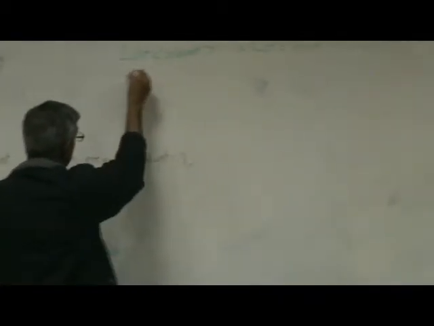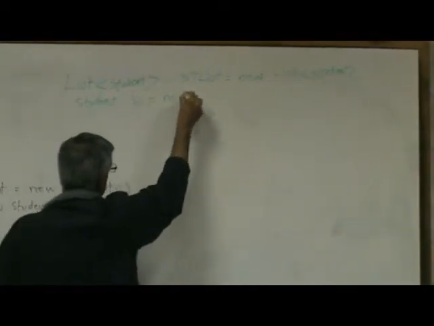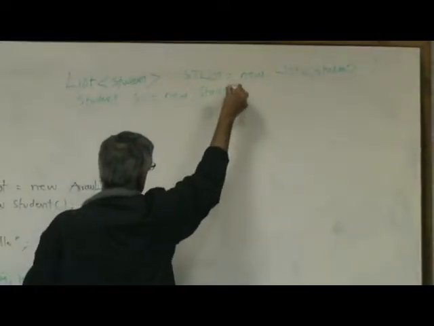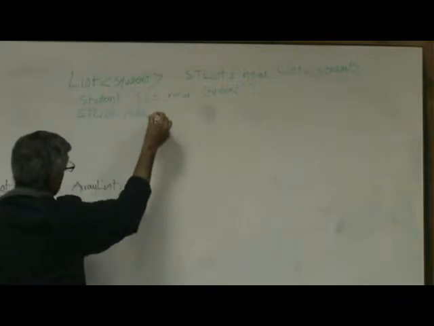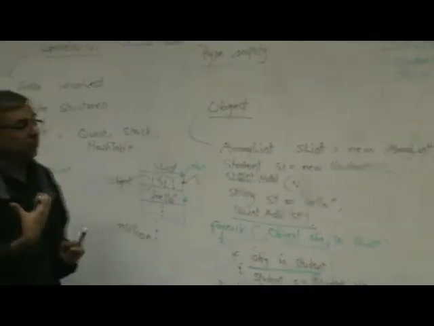Then we can create a student. So for example, Student s1 equal to new Student. And then we can say stList.Add(s1). Just like we did before, that's very similar, right? However, there's one difference now.